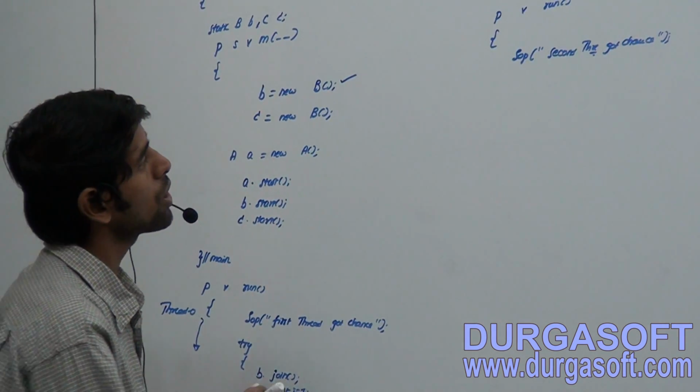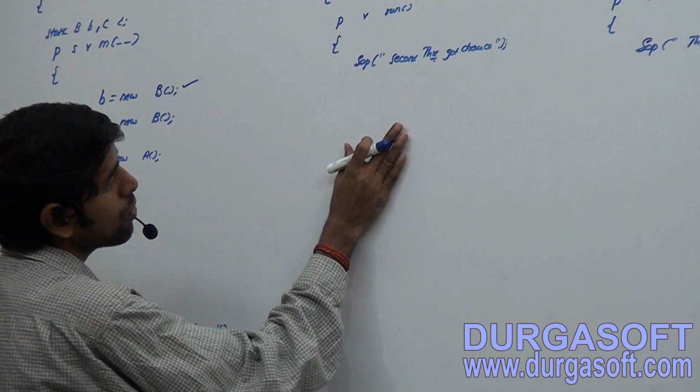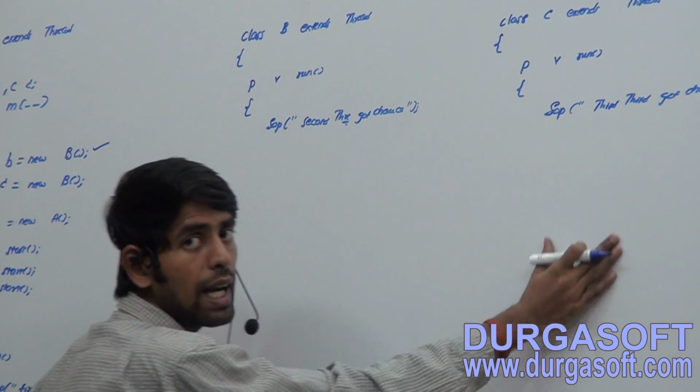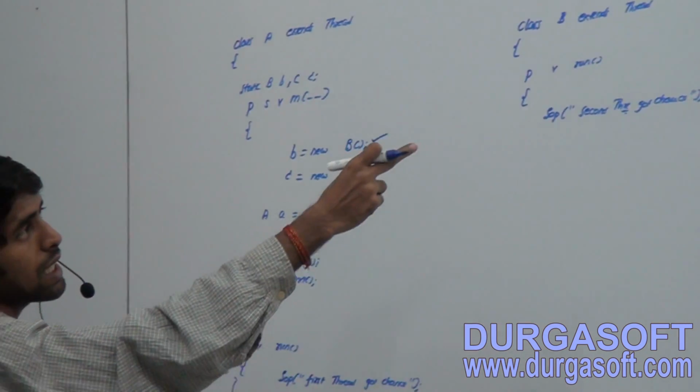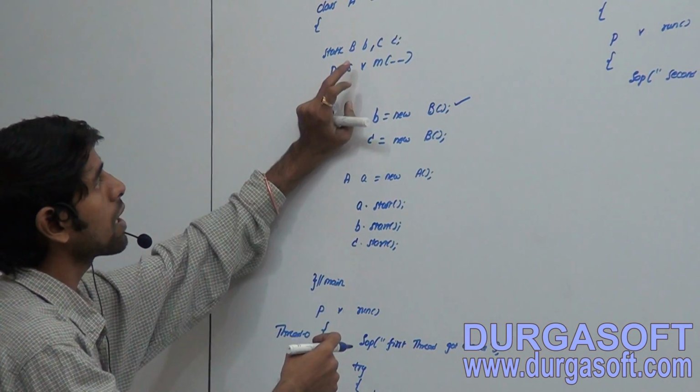Now once again, I am going to write some piece of code here. Once again, this thread has to wait until completion of the C thread. So how can I get the C class thread reference? It is static, right?